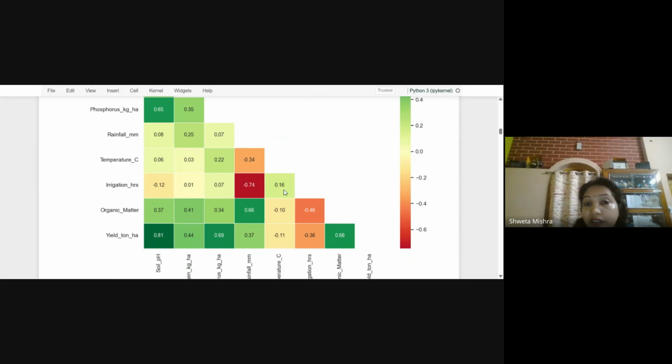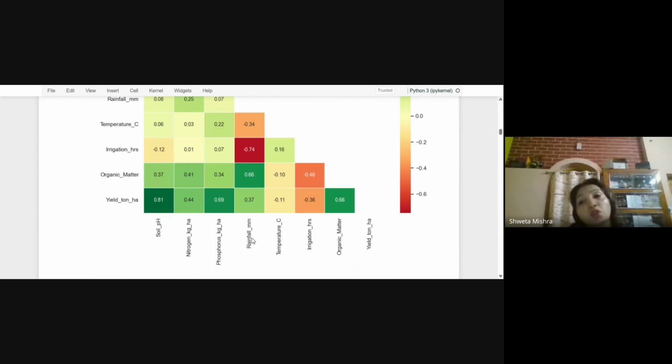Now the negative one, it means, here, irrigation and rainfall. You can easily understand that when there is huge rainfall, then no irrigation is required, or if irrigation is required, it means there is no rainfall.